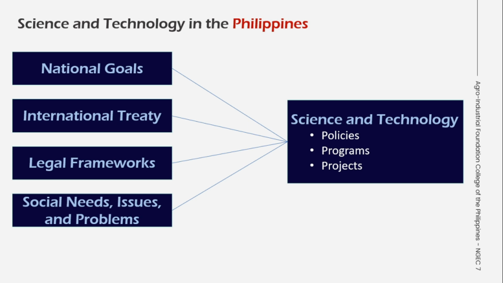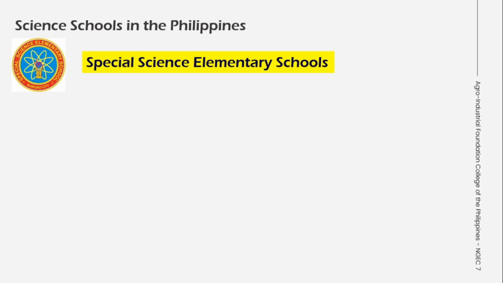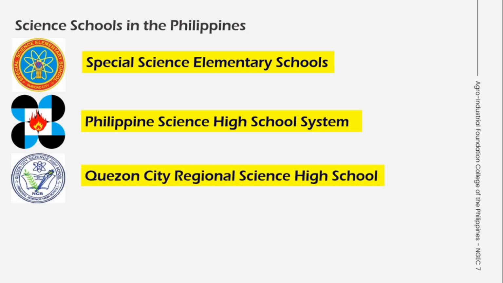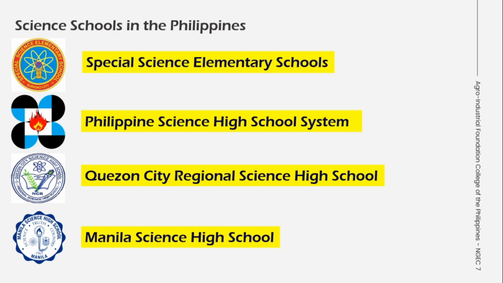Okay? So part of these efforts are the creation of science schools in various parts of the country. These include the Special Science Elementary Schools, the Philippine Science High School System, Quezon City Regional Science High School, and Manila Science High School, among others. So there are other schools. Okay, so as we can see here, we have a focus on elementary, we also have for the high school, and also we have for the tertiary education.